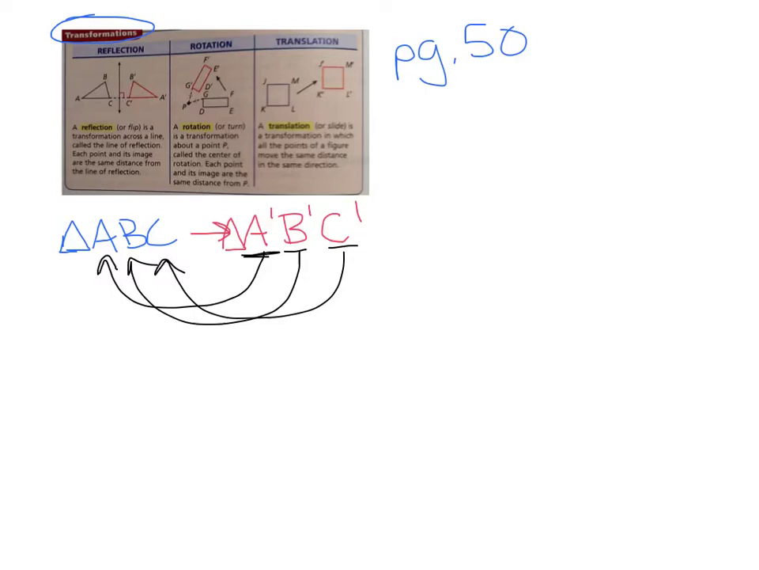Some more vocabulary. This first shape, which in this reflection is triangle ABC, is what we call a pre-image. It's what we start with. And then as we transform it, it turns into the image. Reflection is exactly what it sounds like. You're reflecting it over a mirror. You can read this definition, it's really useful: each point and its image are the same distance from the line of reflection. We're going to do an example of that in just a second.